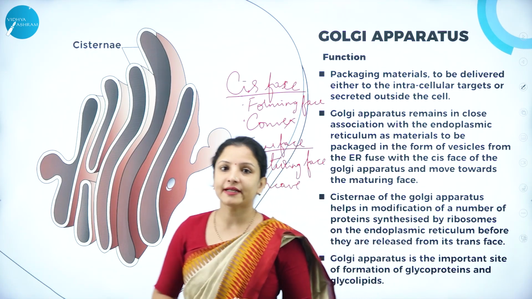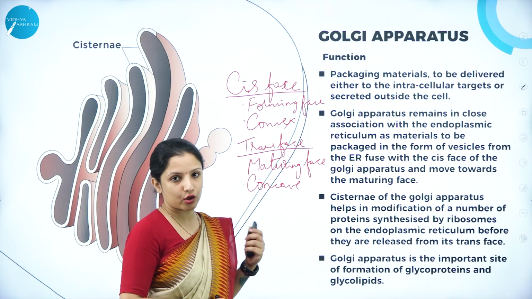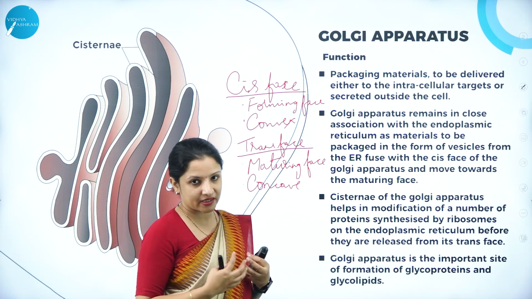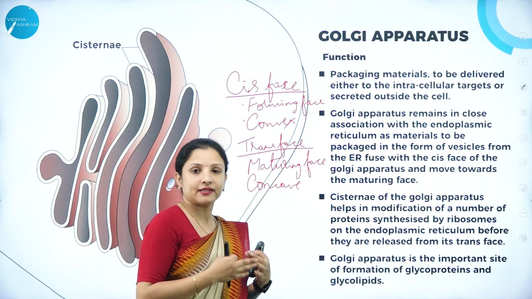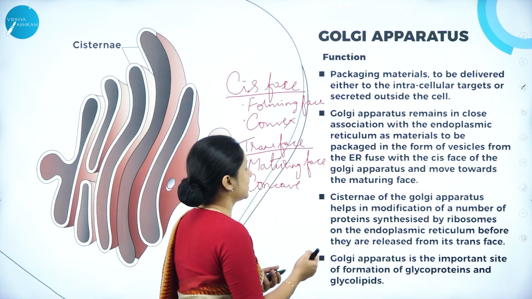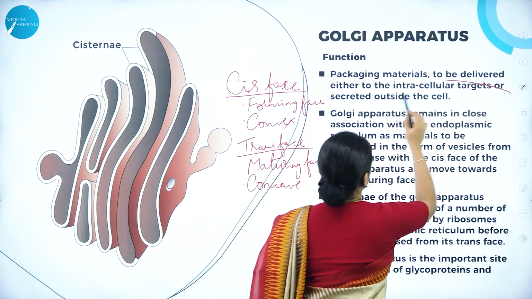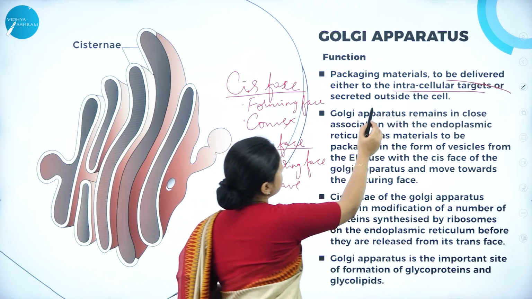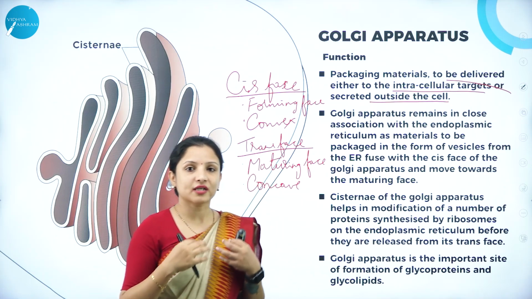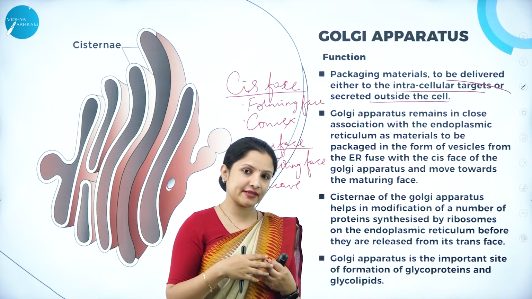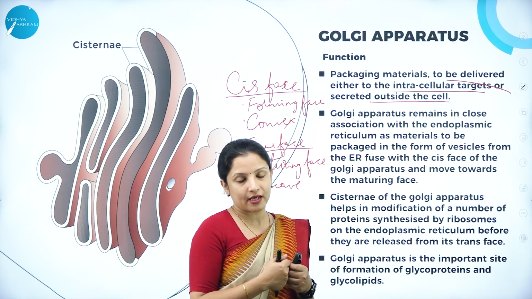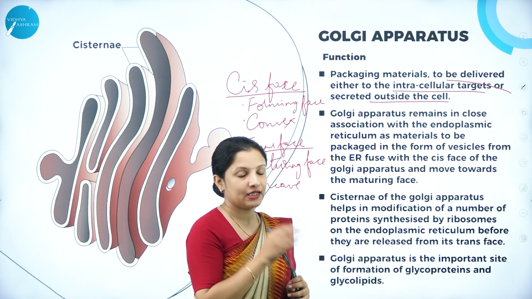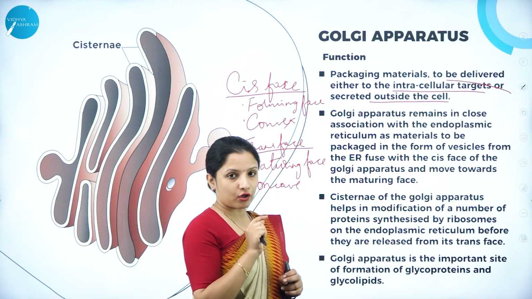Next, moving further, let us study about the functions of the Golgi apparatus. The main function of the Golgi apparatus is to pack the materials or the contents present inside the cell, that is distributed in the cytoplasm of the cell, and deliver it to the intracellular targets. So intra means within the cell or outside the cell. So whatever packaged material is there in the cytoplasm will be collected by the Golgi apparatus, and it will be delivered either within the cell itself or to the neighboring cell. So that is one of the main functions of the Golgi apparatus.